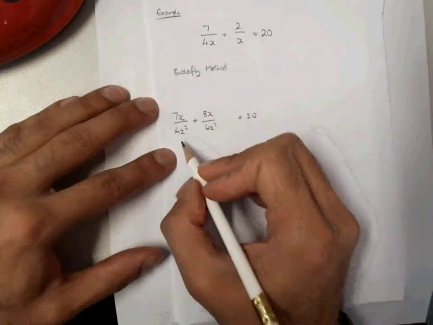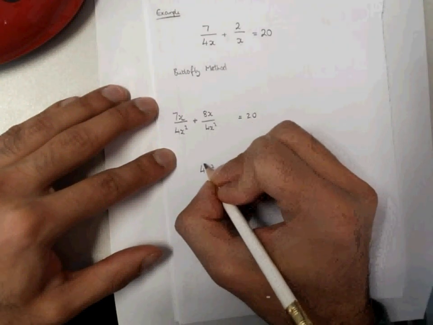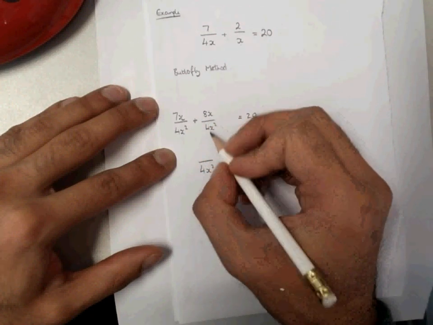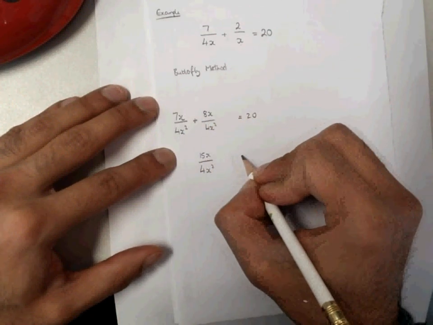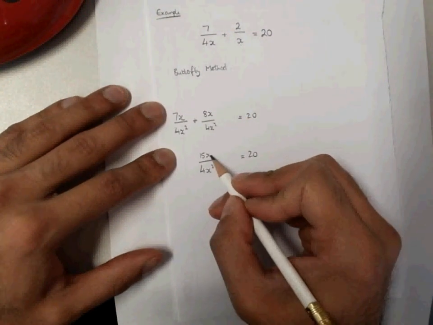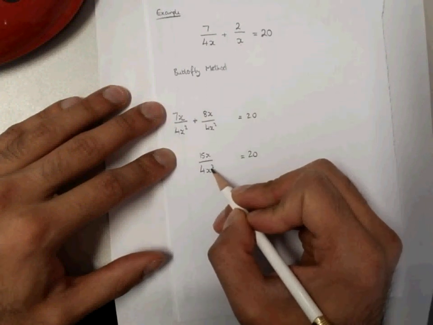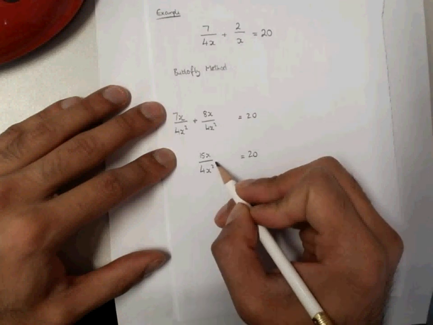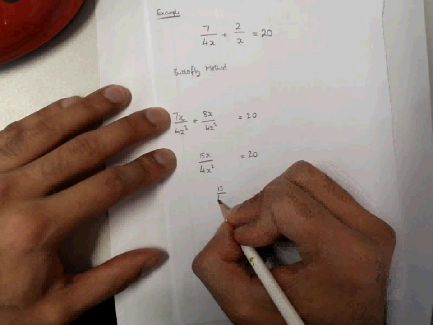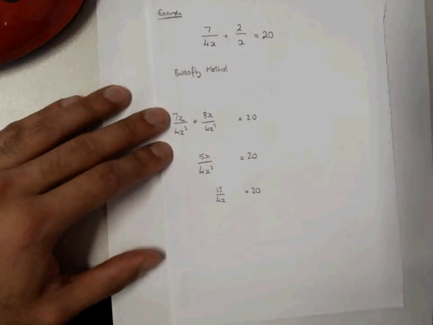So what I'm going to do is tidy this up. 4x squared is my common denominator over 7x add 8x is 15x. At this point, notice the equal signs are nicely underneath each other, and the x's are common. So I can cancel that x with one of these, because x squared, remind yourselves, is x times x. So one of these x's will cancel. What I'll get is 15 over 4x. That equals 20. Now you're in a position to solve.